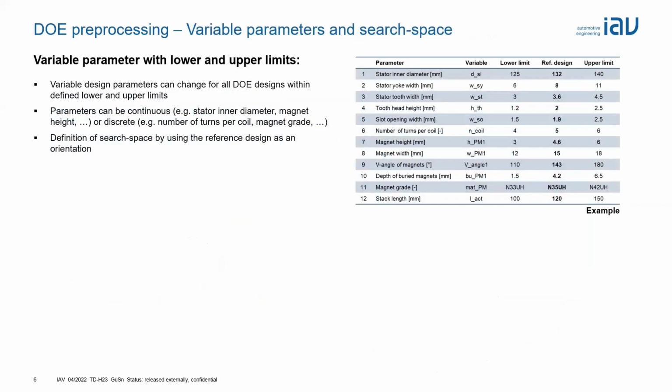Based on an existing reference design, the variable parameters with lower and upper limits can be defined. These parameters can be continuous, for instance, the stator inner diameter or the magnet height, or they can be discrete, for instance, the number of turns per coil. As said before, the reference design is then used as an orientation to define the search space. On the right-hand side, you see a typical setup with 12 variable parameters with the reference design values and the corresponding lower and upper limits.